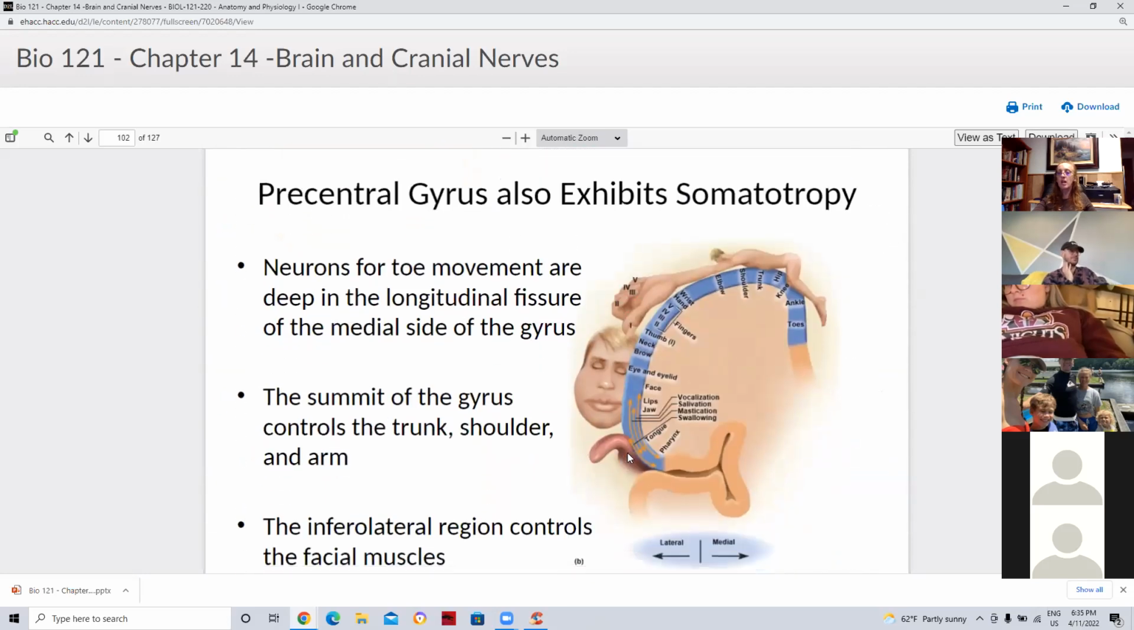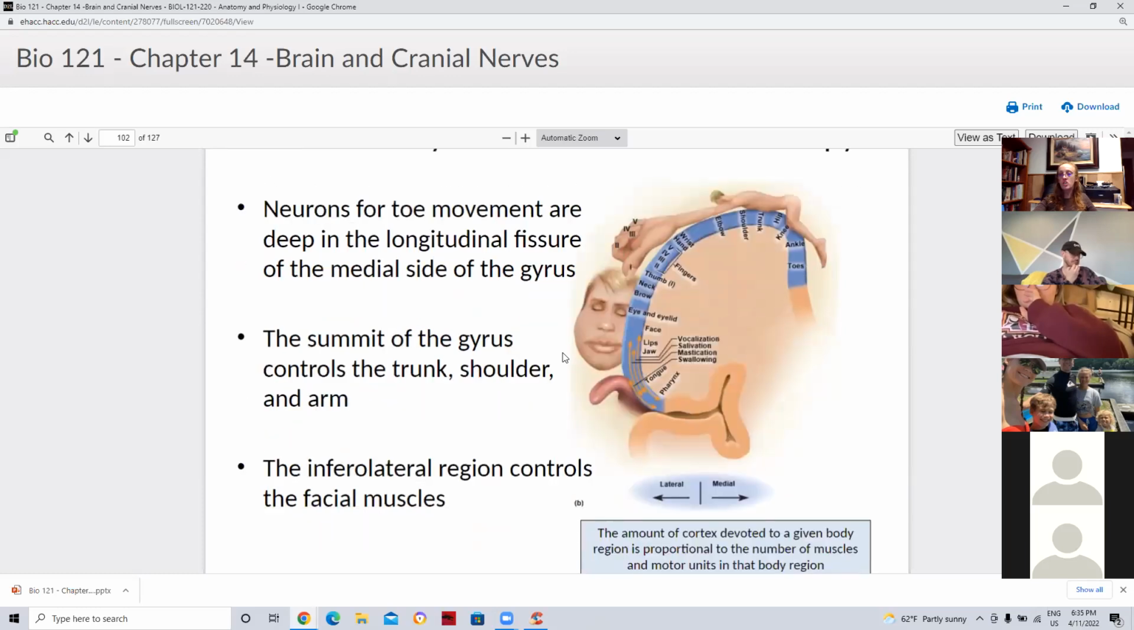And just like the post-central gyrus that exhibits somatotropy, your precentral gyrus does also. So neurons for toe movement are deep within the fissure. At the summit is the trunk and the shoulders and the arms. And the inferior lateral region is going to control your facial muscles.